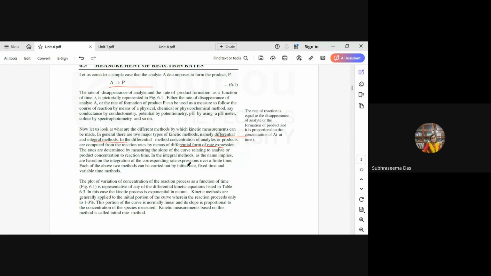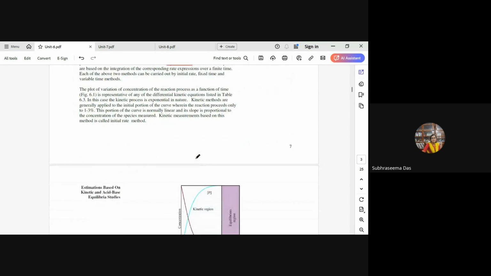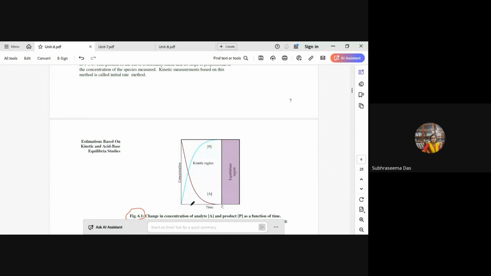But in the integral method, as the name implies, it is based on the integration of the corresponding rate expressions over the time period. So in general, we see these two methods are mostly employed, that is either the differential method or the integral method. When we look into plot 6.1, it shows the variation of concentration with respect to time.